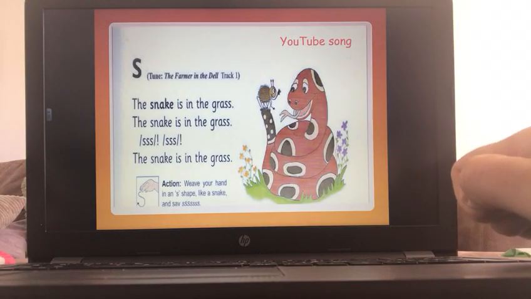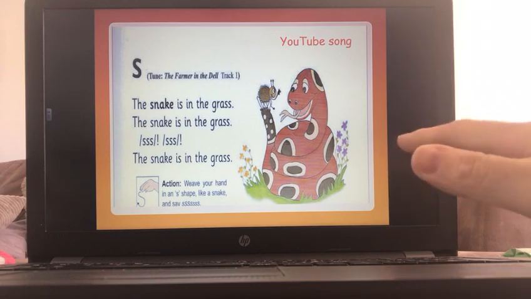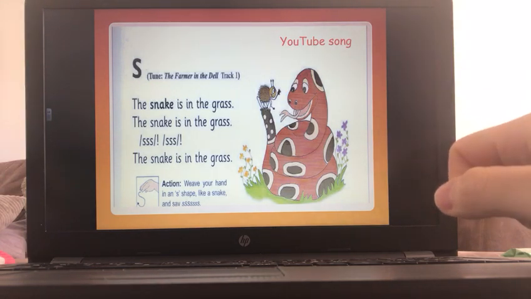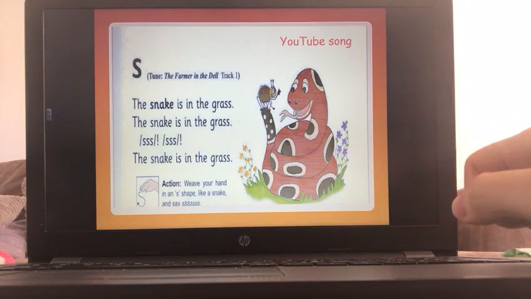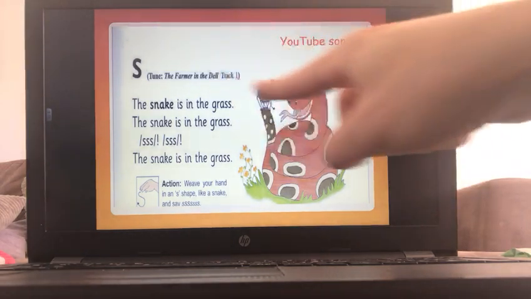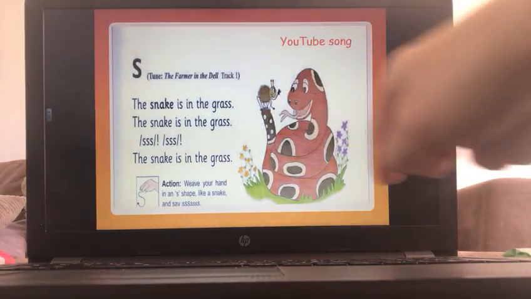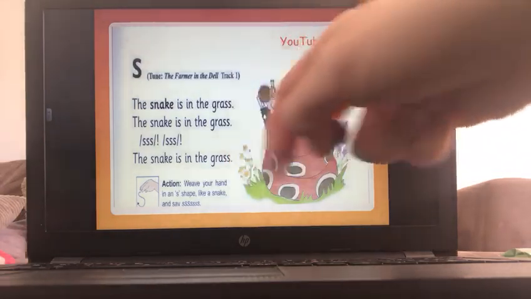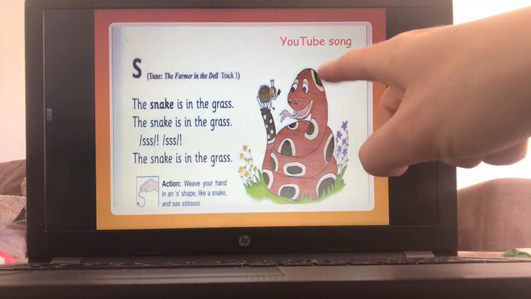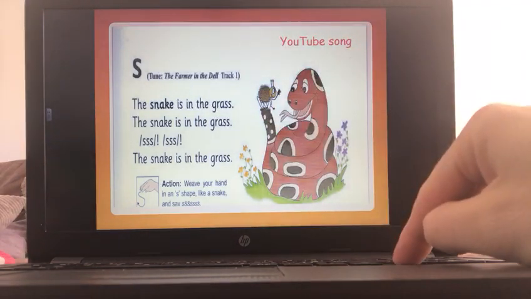So we're going to sing our song again. Your mummy and daddy or the grown-up that's looking after you might not be able to find it on the internet, so we can just sing along to it. The snake is in the grass. The snake is in the grass. And if we want to do it with the action, the snake is in the grass. And that was just with our pointy finger, just doing the S shape.